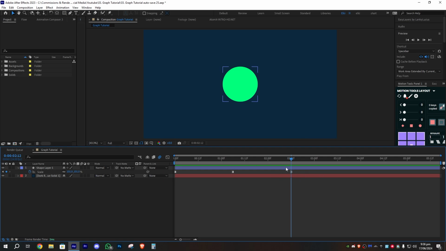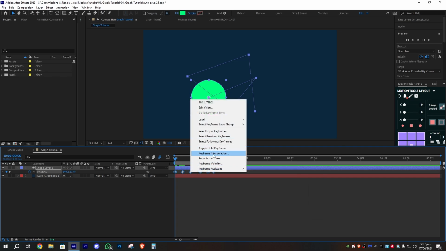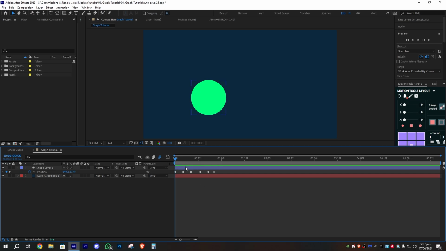This type of keyframes are basically used to create stop motion animations. I'm gonna quickly show you an example of that. Okay, now we have a bunch of keyframes. Select them all and change the keyframe type to hold. You can either go into keyframe interpolation to do that, or you can select toggle hold keyframe to do that. Now as you can see, we have a stop motion animation, and yeah, that's all the different types of keyframes. Now we're gonna jump into the graph editor.